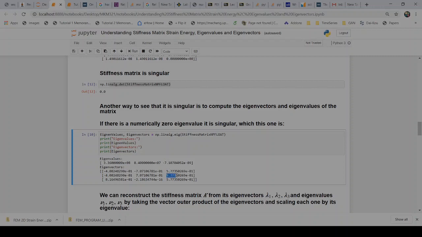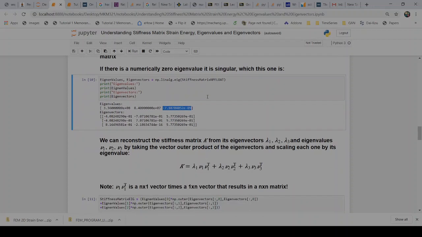But this column, this eigenvector, so each column is an eigenvector, this eigenvector has exactly the same values. This is the one associated with the zero eigenvalue. What does it mean? We're going to see what it means. Okay, so that's important to take note of.